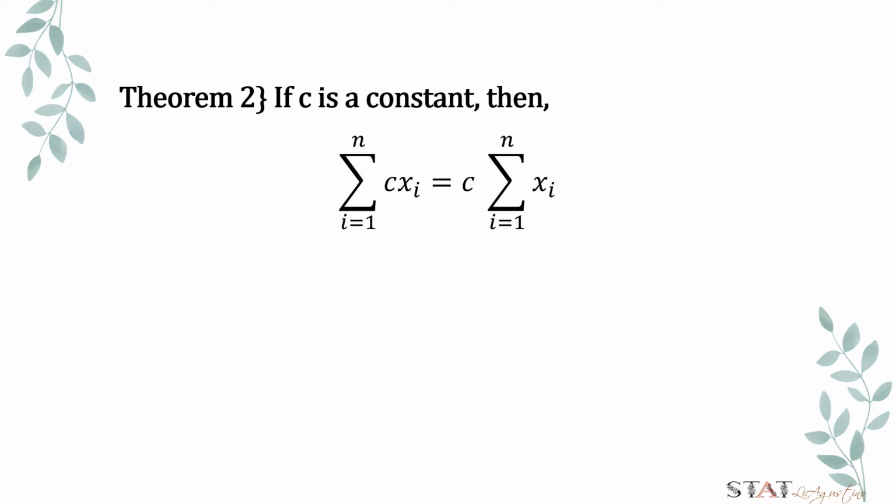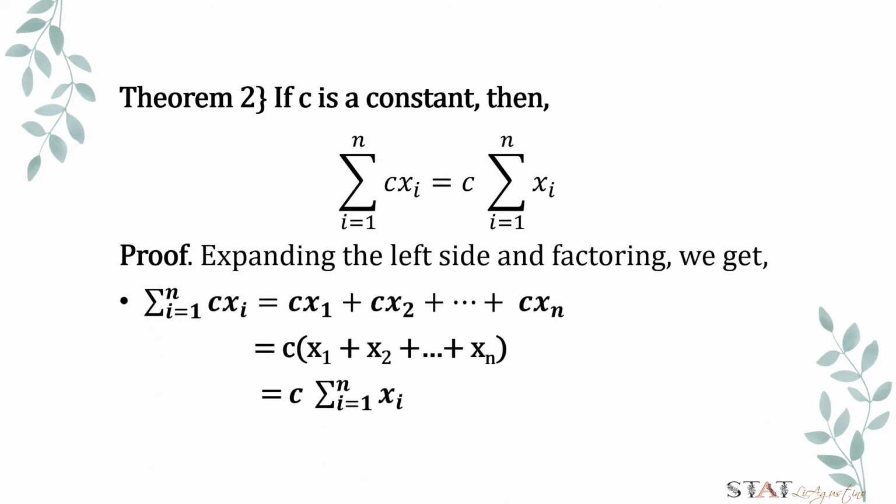Okay, so another theorem, theorem 2. If c is a constant, then the summation of c xi, where i ranges from 1 to n, is equal to c, the constant, factored out and multiplied to the summation of xi, where i ranges from 1 to n. So let's prove it. The theorem must have a proof.